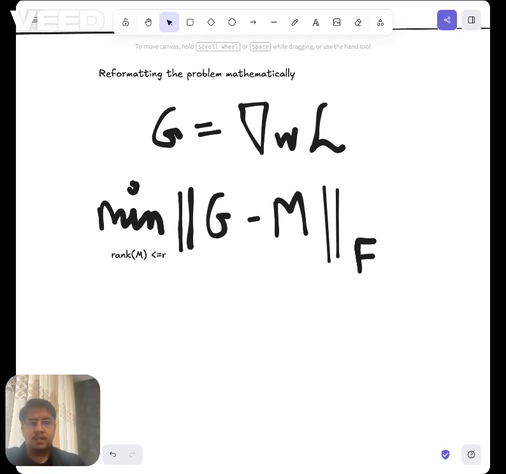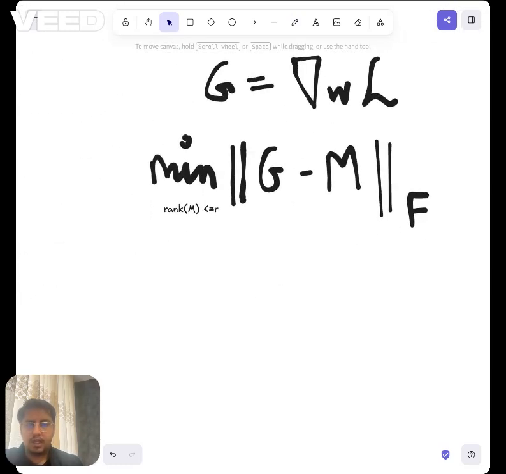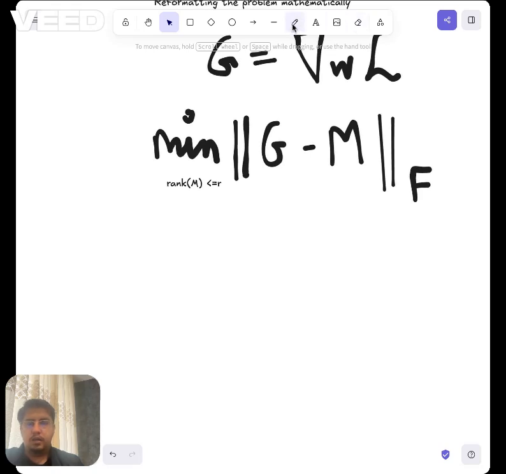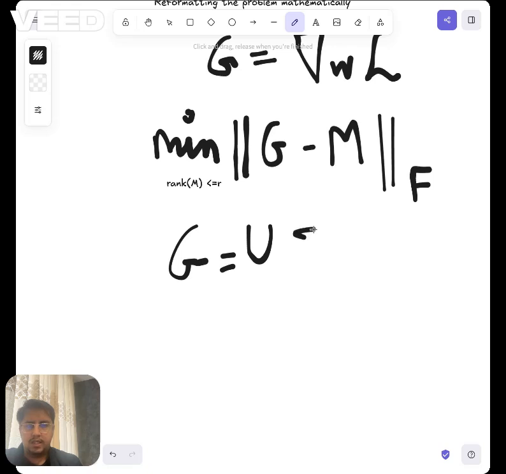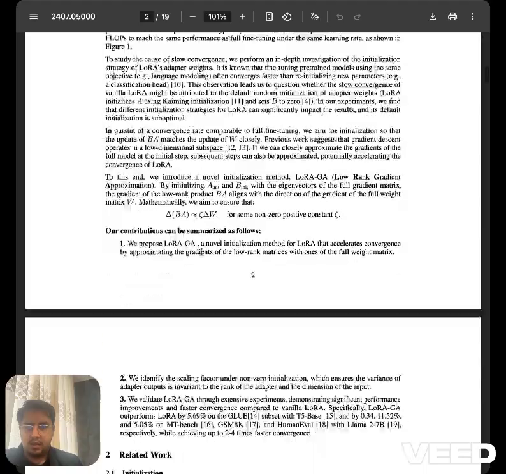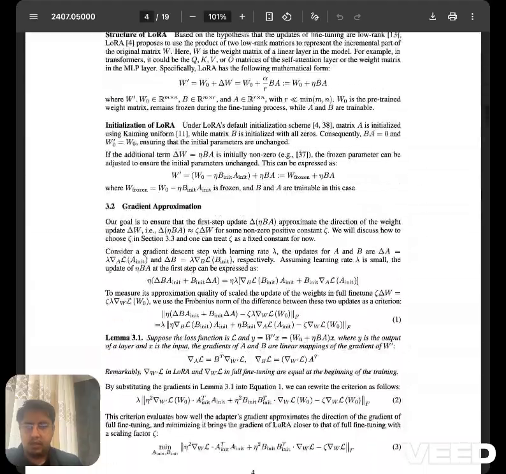So since linear algebra has already solved this problem for us, we can take an SVD style decomposition here. If we look at it this way, where I write it into two matrices, where I say G is equal to U times sigma V transpose, right? I think the paper might have discussed this as well. Let's also look at the paper so that we're not caught behind.